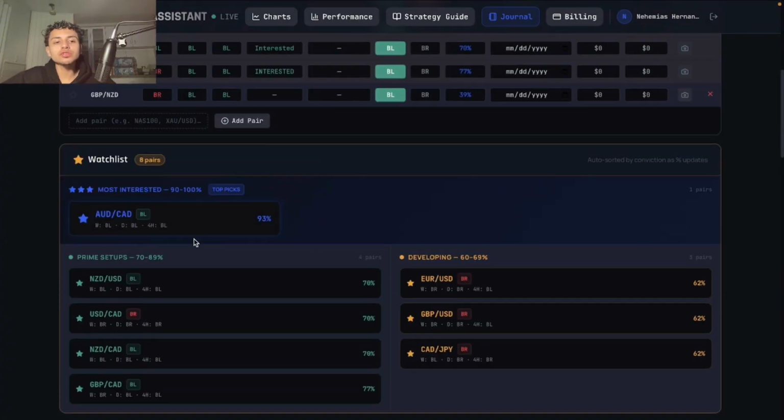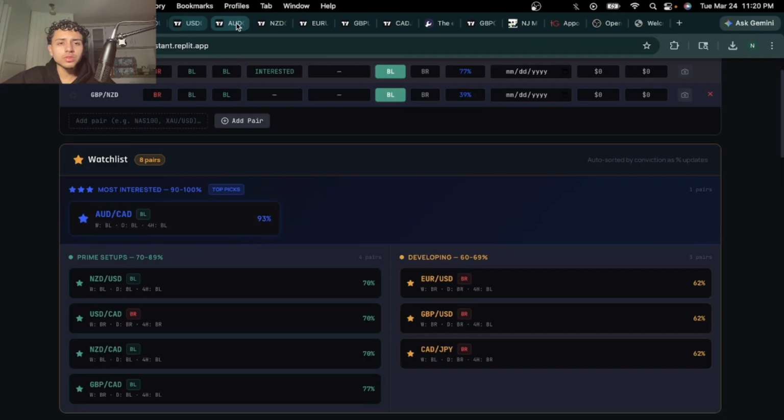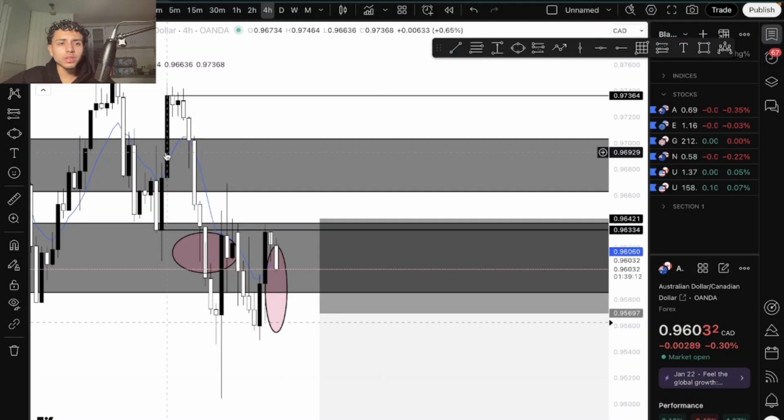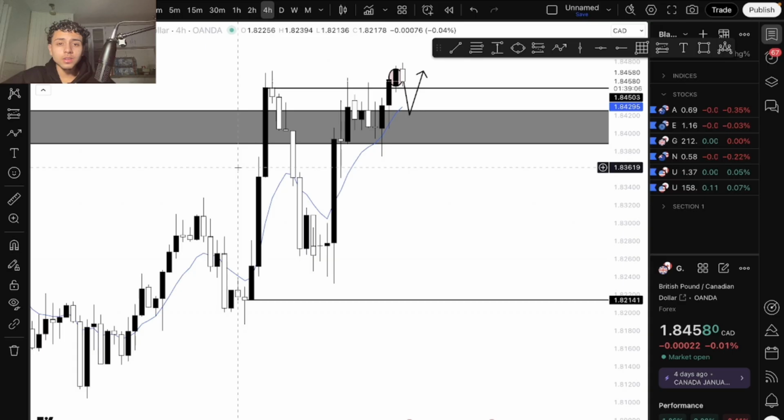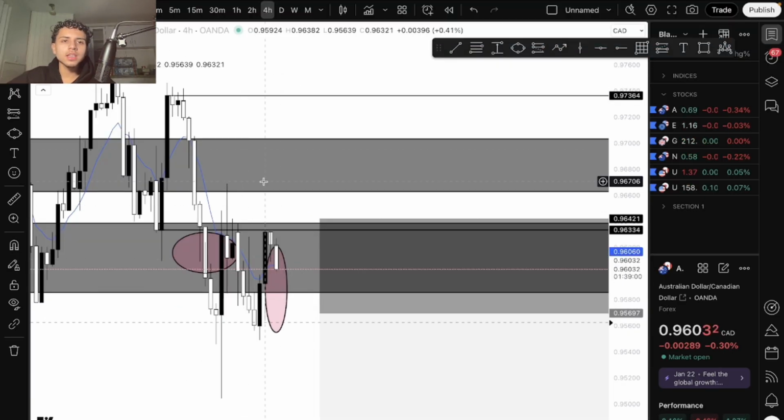So for the moment, we're interested in AUD CAD and GBP CAD. The rest, we are still waiting on. So let's put GBP CAD over here, and let's put AUD CAD in this area here. So we have AUD CAD and GBP CAD as the pairs that interest us the most. For the moment, we are going to wait. Let's wait 4 hours.